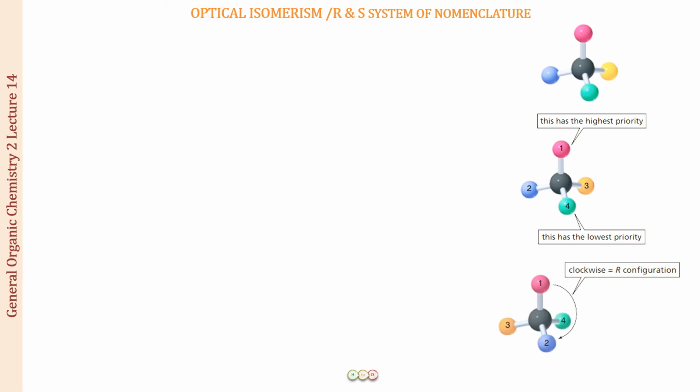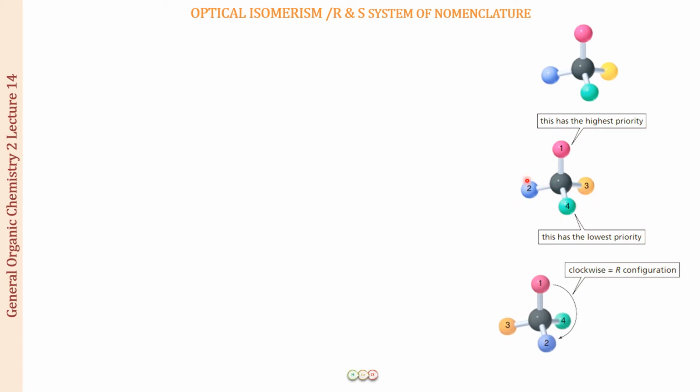Now this representation is going to be a better representation for you to understand how you're going to rotate the molecule and how you are going to check the R and the S configuration. If you look at this first diagram, you have a carbon in the center surrounded by four different groups represented by four different balls, and I'm going to arbitrarily give them group numbers 1, 2, 3, 4. So pink is 1, blue is 2, yellow is 3, and the green one is 4.